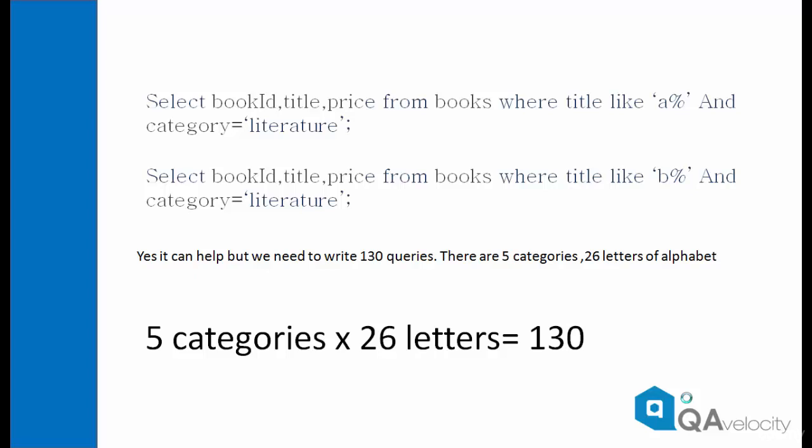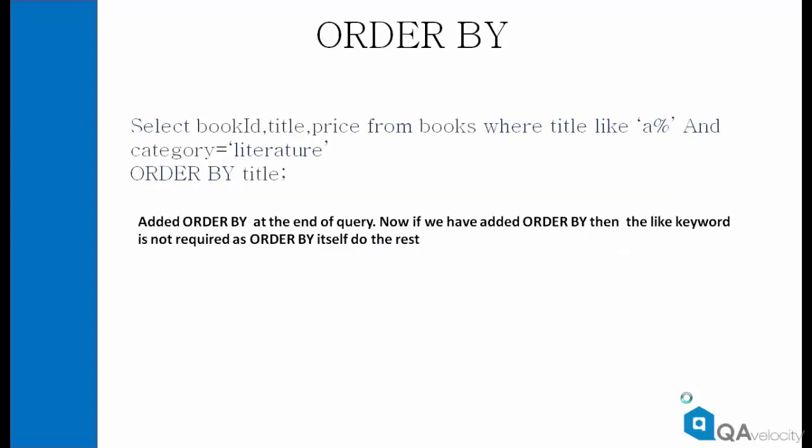same for alphabet B. Now this can help, but the challenge is we need to write 130 queries, as we have 5 categories and 26 letters. So if we multiply 5 categories with 26 letters, the combination would be 130.